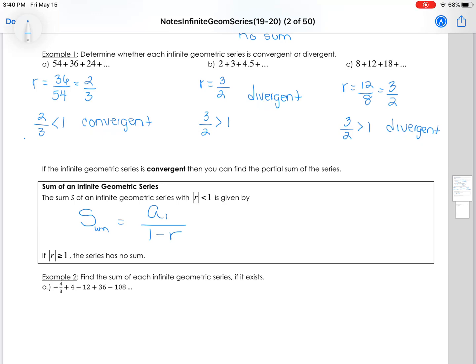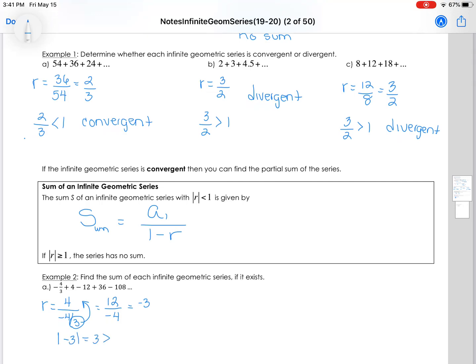All right, so example 2 says find the sum of each infinite geometric series if it exists. So again, you need to check. For R, we're going to take the second term and put it over the first term. We have a fraction going on here, so we have to pull up that denominator, move it to the top, so we get 12 over -4, which gets us -3.